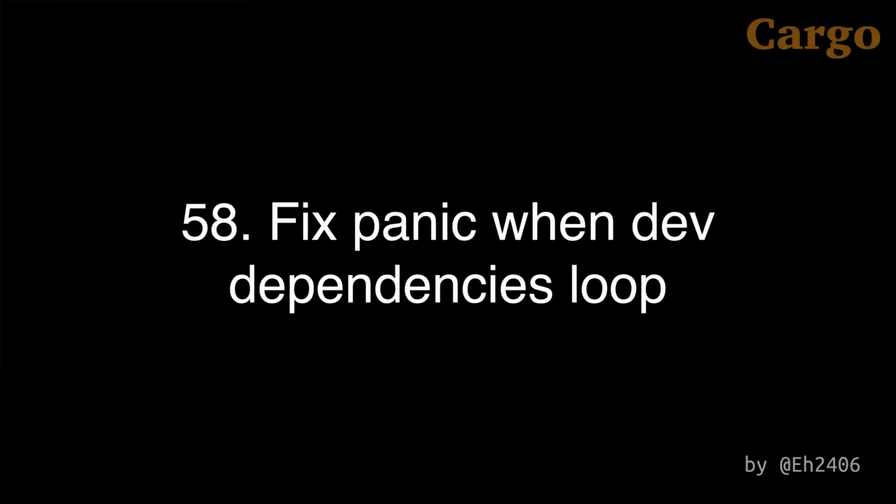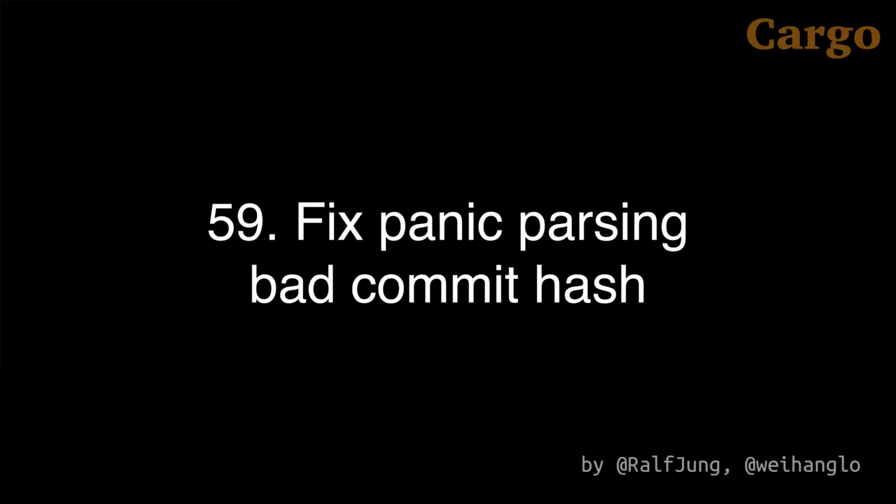A panic was fixed that could happen when development dependencies introduced a loop into the dependency graph. Now Cargo handles the cycle. Number 59. A panic was fixed that could occur when parsing a bad commit hash. Now an informative error is emitted instead.